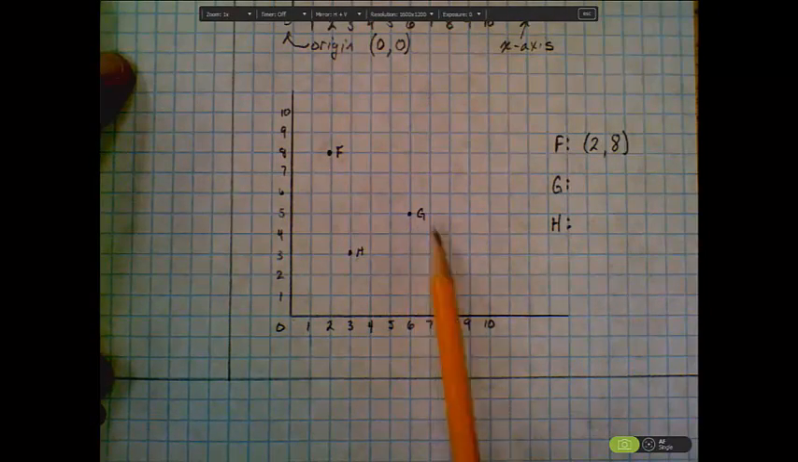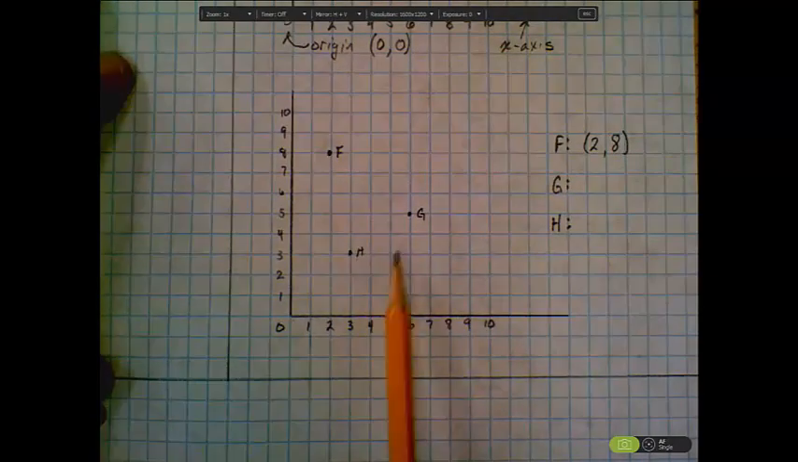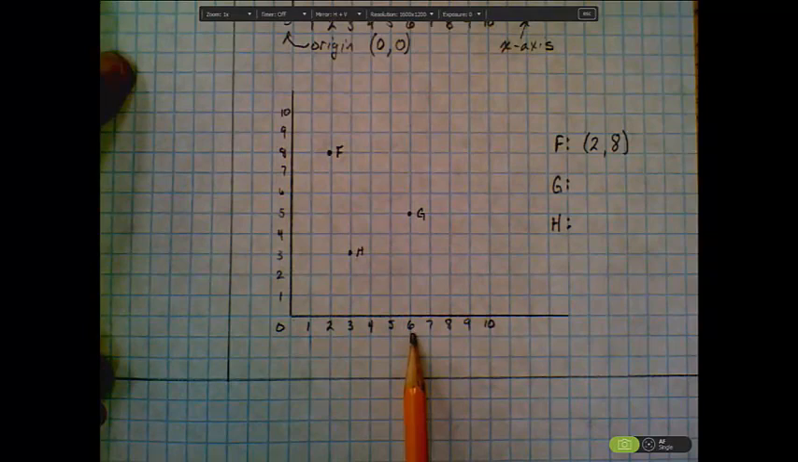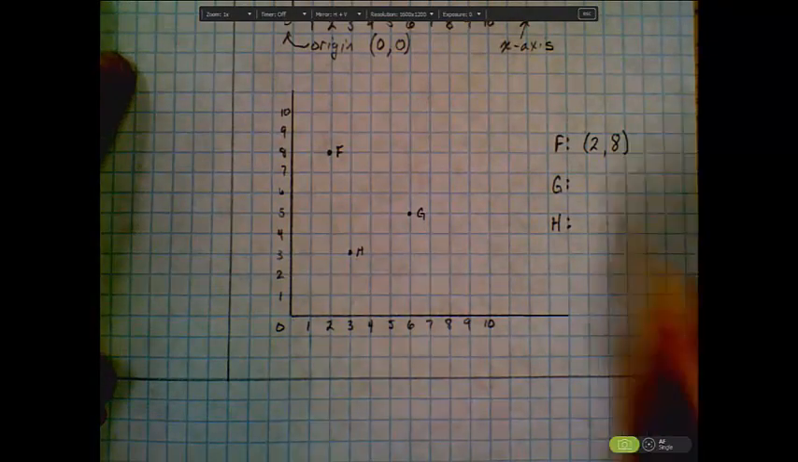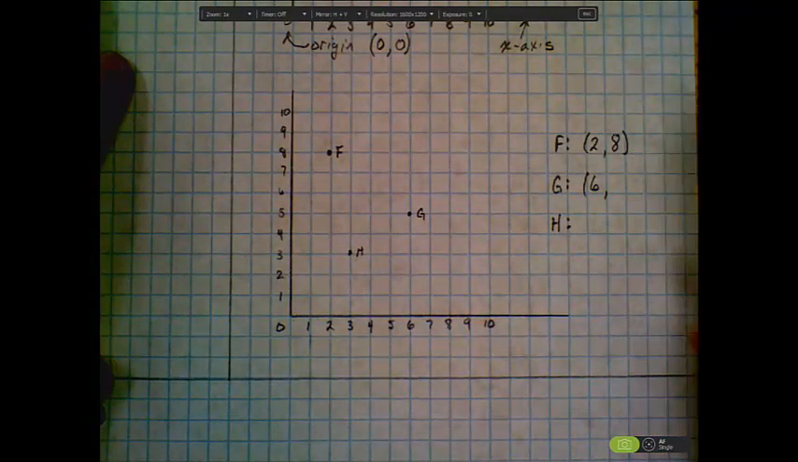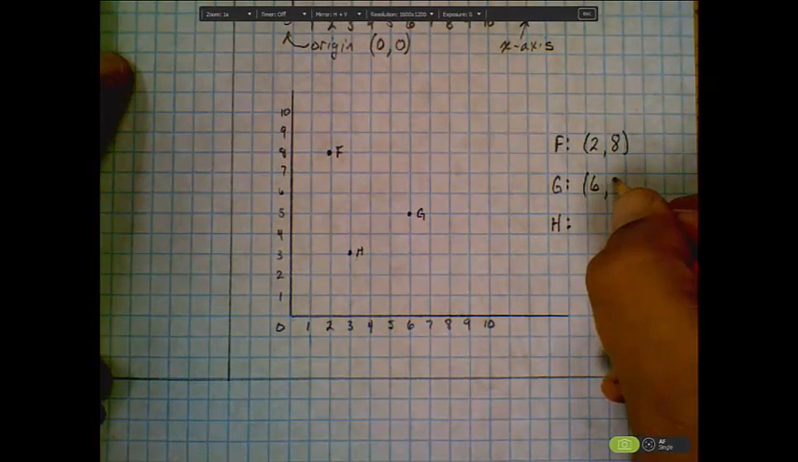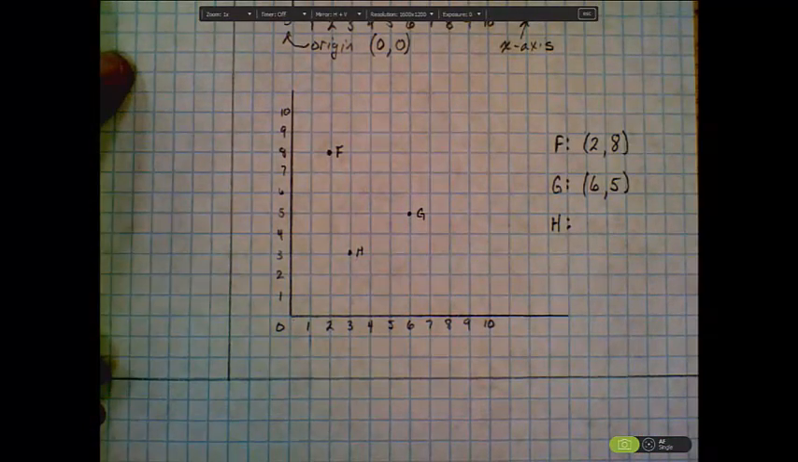Let's go to point G. In order to line up with point G, we're going to have to go over 6 spaces and go up 5. So we run and then jump. Okay, so we go over 6 spaces, so the X coordinate is 6, and then we go up 5 spaces, and so the Y coordinate is 5.